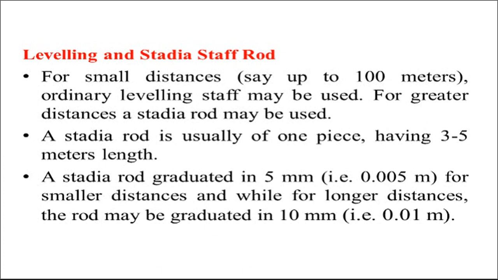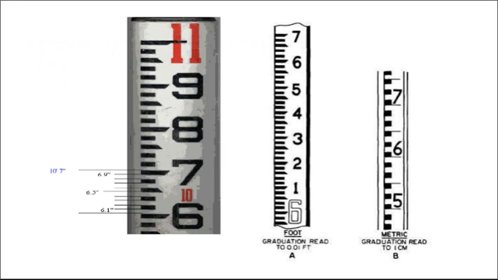Next slide. So these are the stadia rods, or leveling staff. The markings are 1, 2, 3, 4, 5, 6. The black numbers are in centimeters, and the other numbers are in meters. Sometimes, in older days, the marking may be in feet. But nowadays, as we are using the metric system, everything is marked in meter, centimeter and mm.